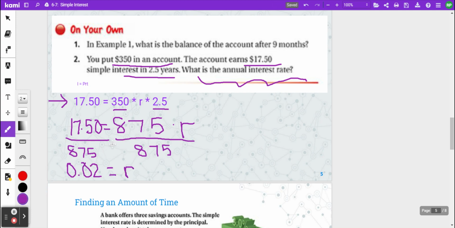And when we do that, 1750 divided by 875 works out to be 0.02. That is in decimal form, and we want our interest rate to be in percentage. So we multiply by 100 or shift the decimal 2 places to the right. And the annual interest rate for this particular situation is 2%.